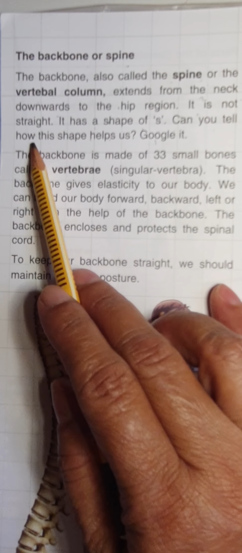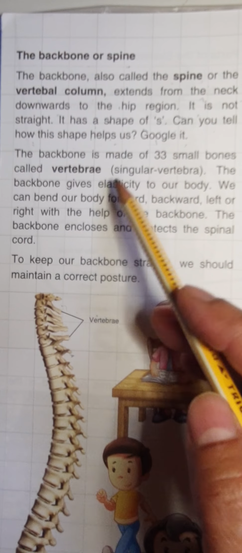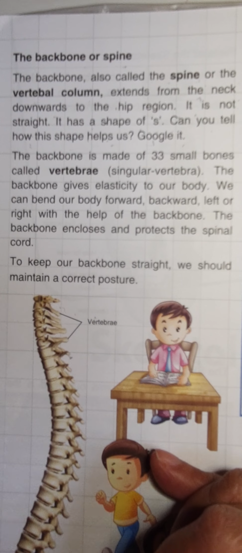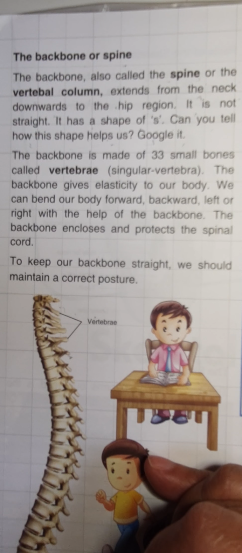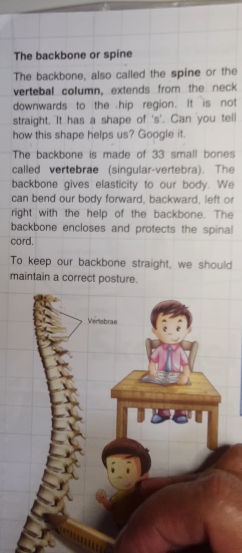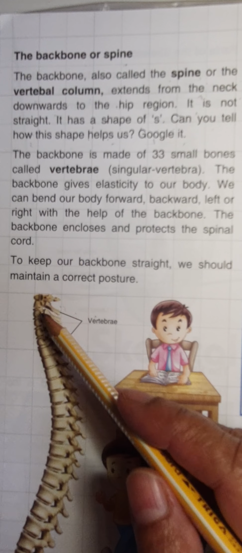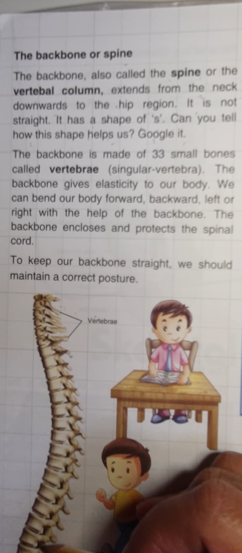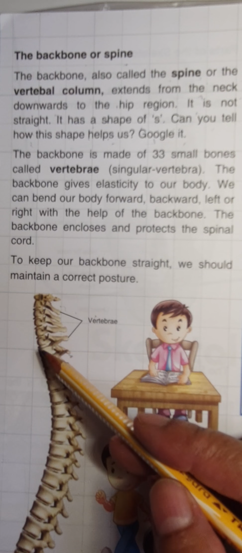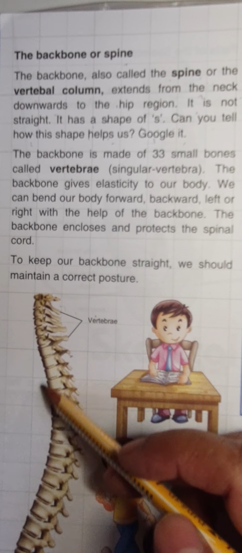Now, can you tell how this shape helps us? You can Google it and search why it has this S shape. Here I would like to explain why it is like this. See, if it had been straight, then it would have been very difficult for us to bend down.